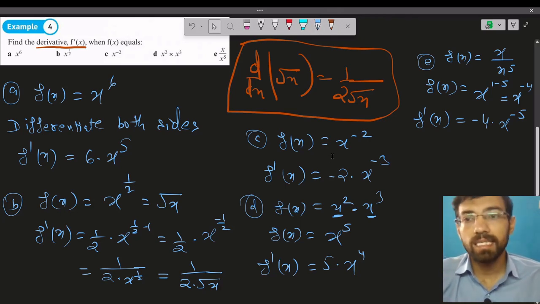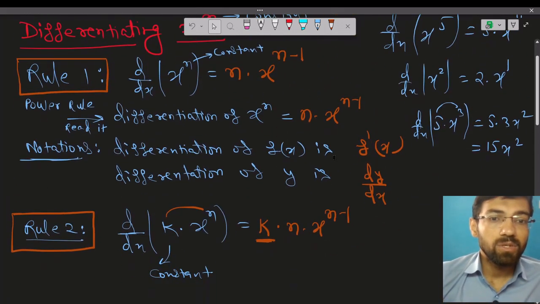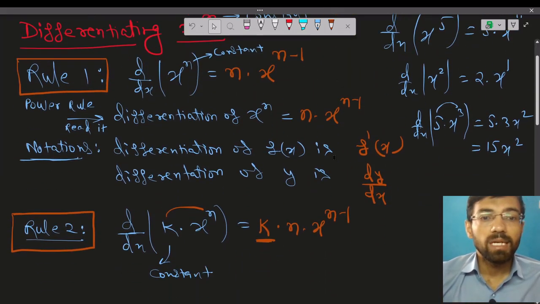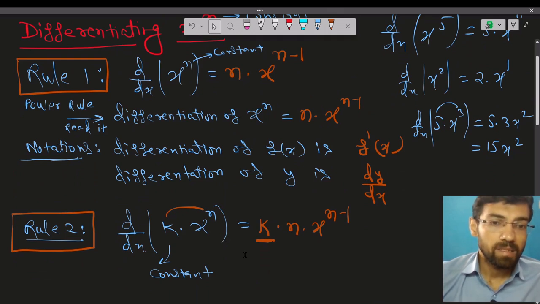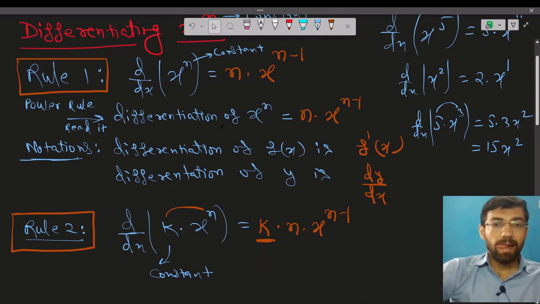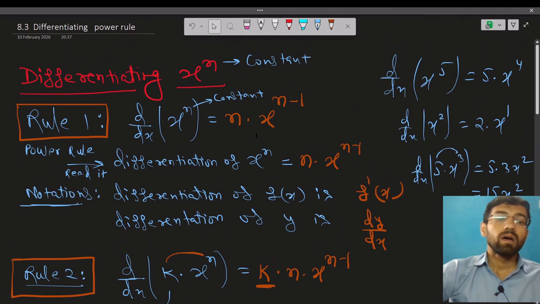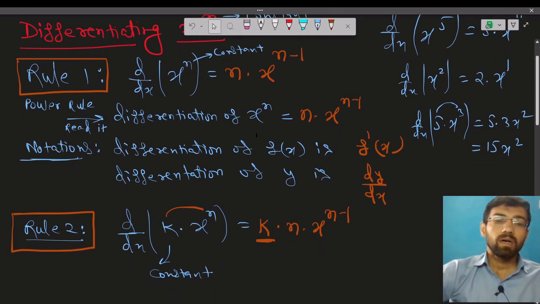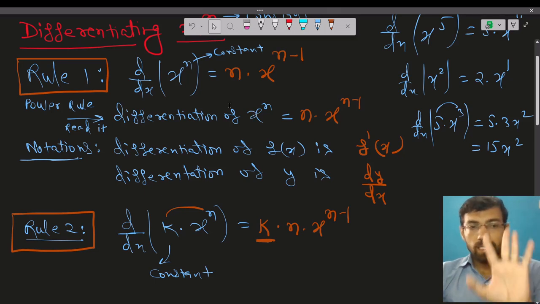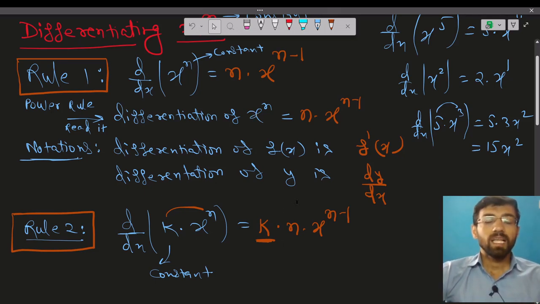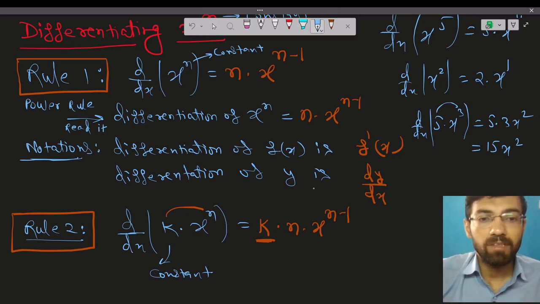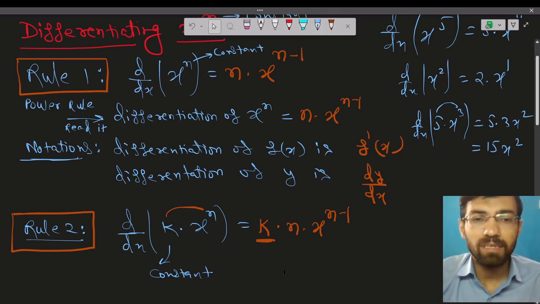Let us take one more type. As rule 2, we have learned it: differentiation of k into x raised to n is, we keep the constant as it is and we differentiate x raised to n. So k into n into x raised to n minus 1.